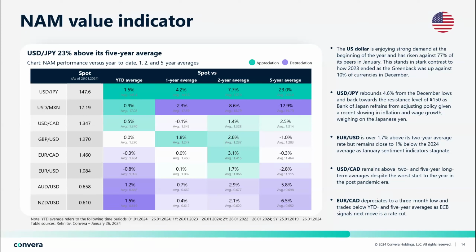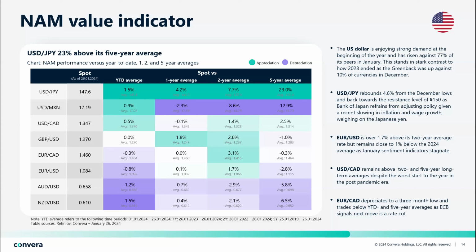In fact, the greenback has risen against 77% of its peers in January, which stands in stark contrast to how it ended 2023, having closed out the year up only against 10% of the currencies. So starting at the top, the US dollar appreciated the most against none other than the Japanese yen on a year-to-date basis.